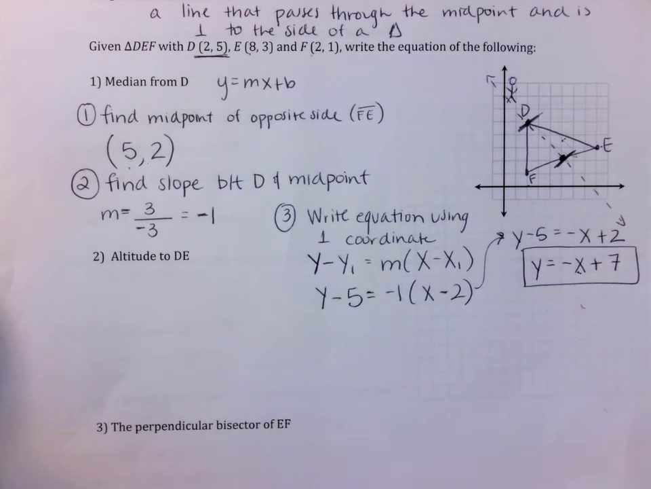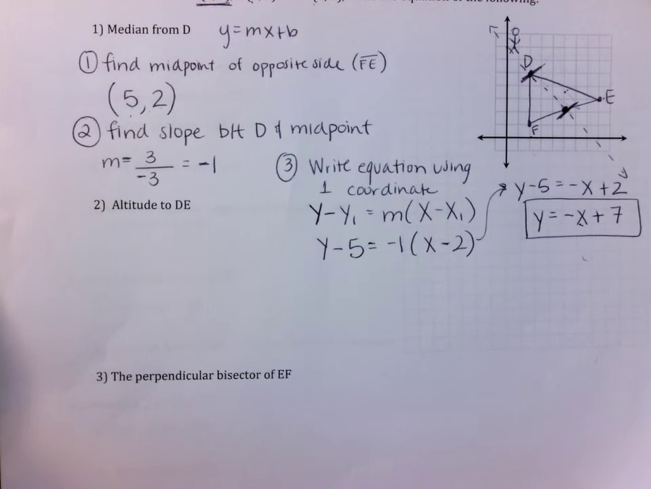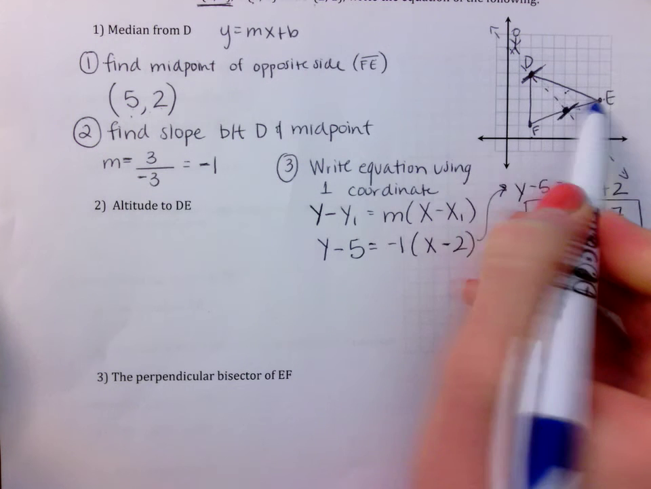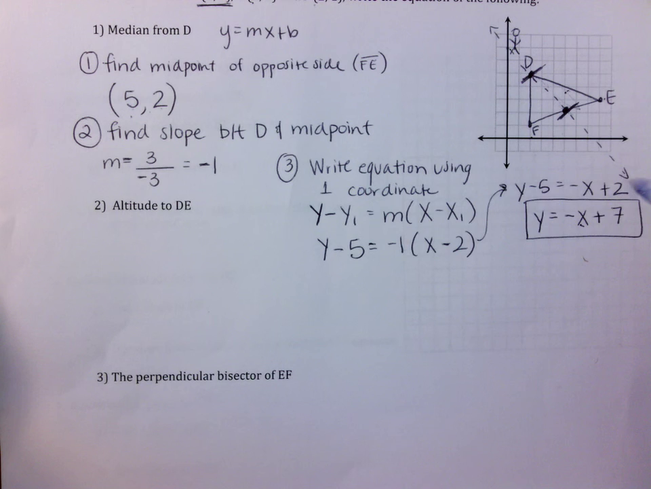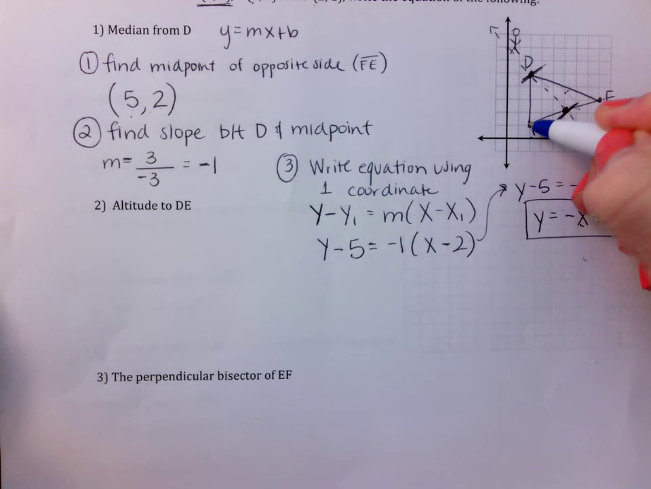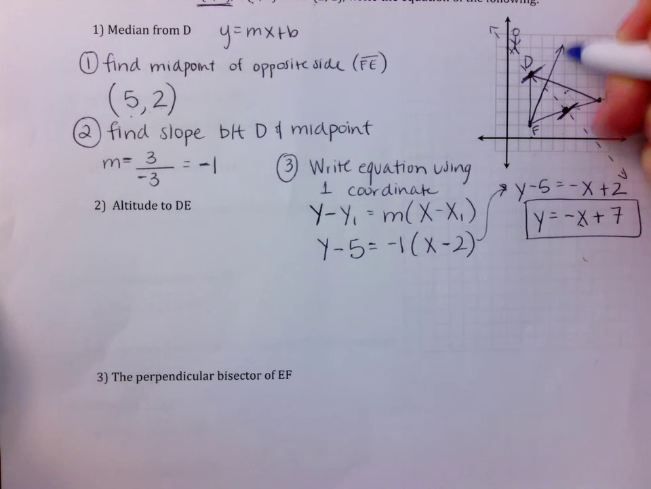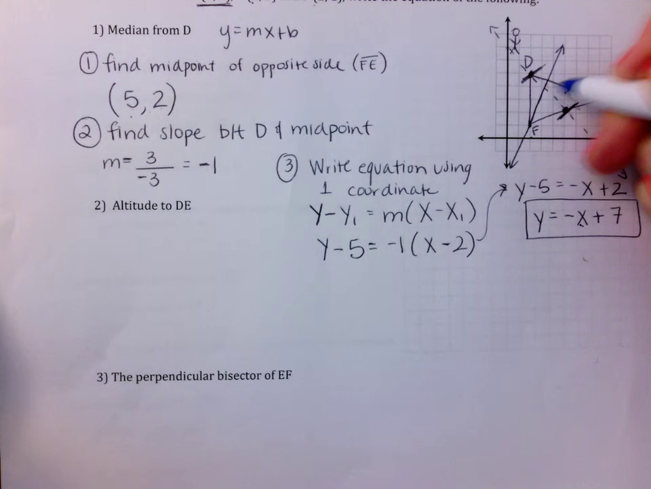All right, let's do the equation that would contain the altitude to side DE. So in other words, if we want the altitude to this side, it would be as if we flipped our paper around and we had the height of the triangle from F going down to DE. So I think that's going to look something like this, because we know it needs to be perpendicular to side DE. So that would be the altitude.